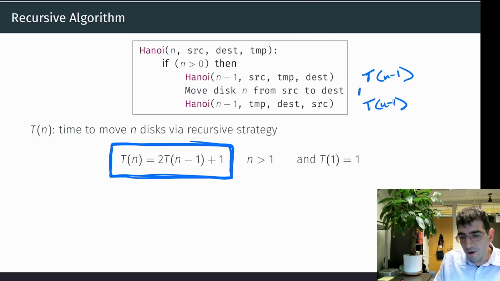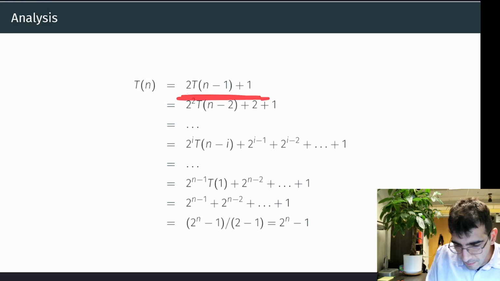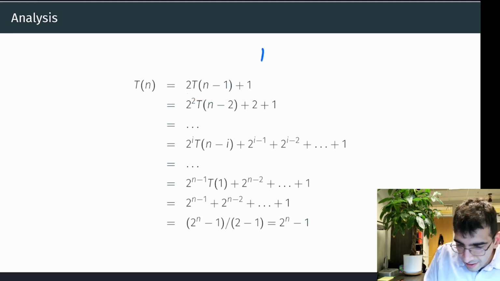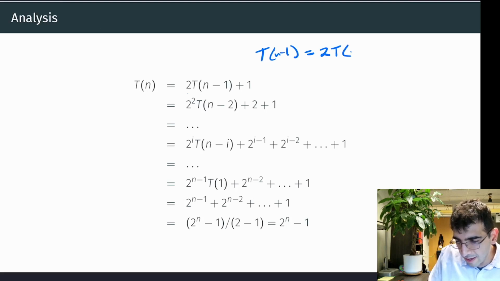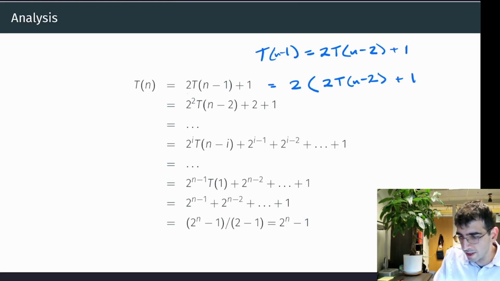Okay, so how large is this recurrence? Well, let's do it out. Let's expand the recurrence. We know that if T(n) equals 2T(n-1) plus 1, then we could expand it out because we know T(n-1) is equal to 2 times T(n-2) plus 1. So we take this and we say 2 times 2T(n-2) plus 1, which is what we get here.